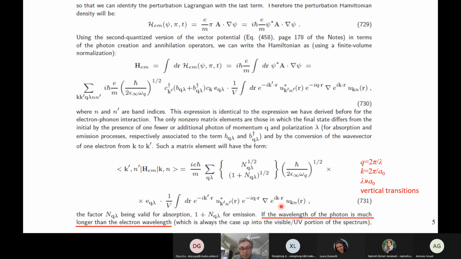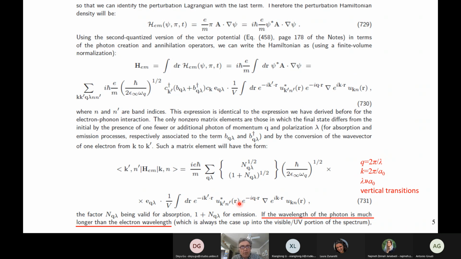And we have this rather messy integral, which is the integral over the entire volume of the lattice of the gradient of the Bloch function, the initial one, the final Bloch function, and then there is the oscillatory component of the photon. So this describes the spatial variation of the electromagnetic wave.